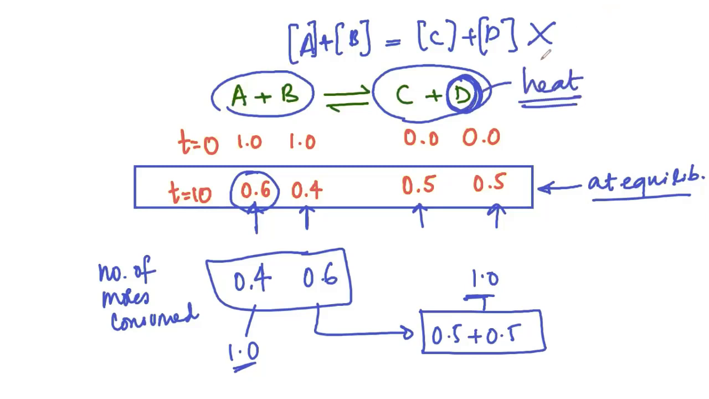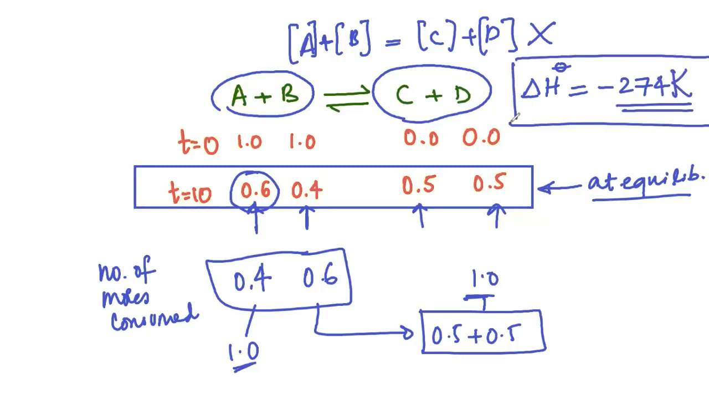There's another thing which we have not mentioned. We always say that every reaction has a delta H value. The delta H of the forward reaction is, let's say, negative 274 kilojoules per mole. That is for the forward reaction, releasing heat, because it's an exothermic reaction, the forward reaction I'm talking about.